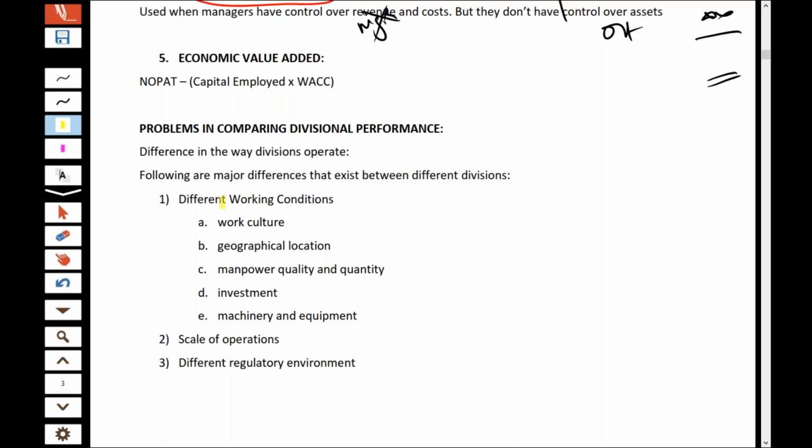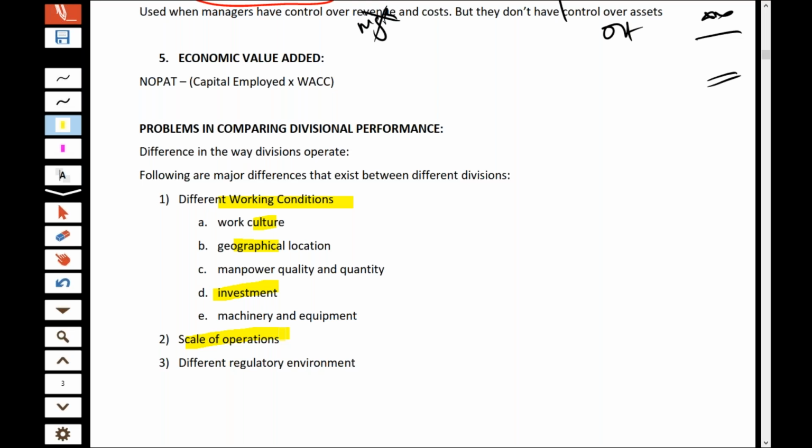What could be the multiple reasons? One of them could be the different working conditions, like the work culture, the geographical location, that is the area where they are situated in, the investments, etc. The scale of operations, the size of the operations also matter.